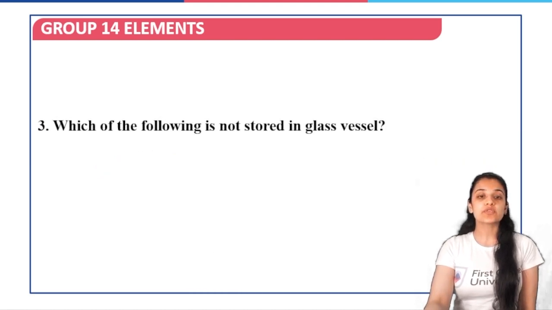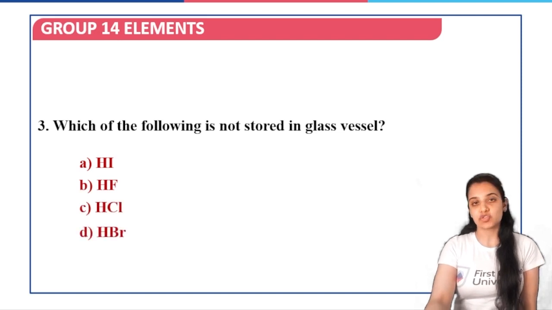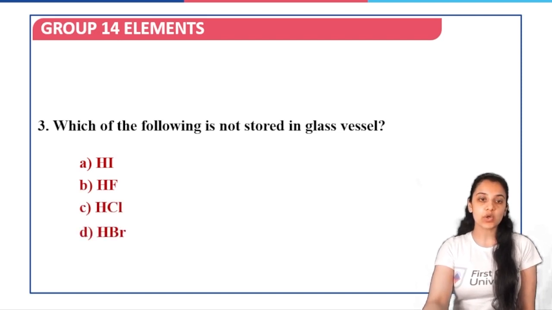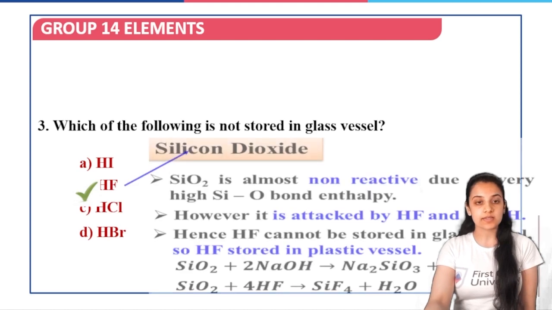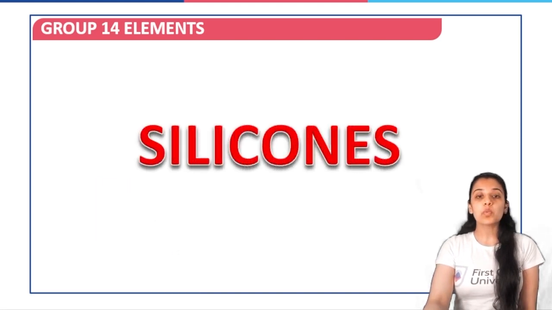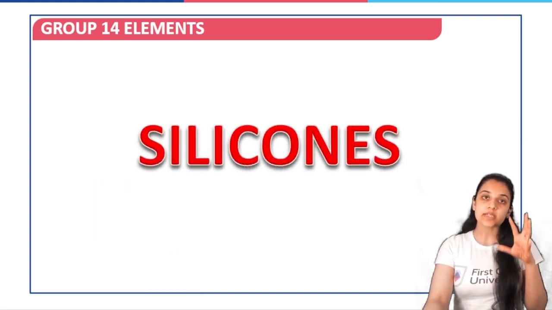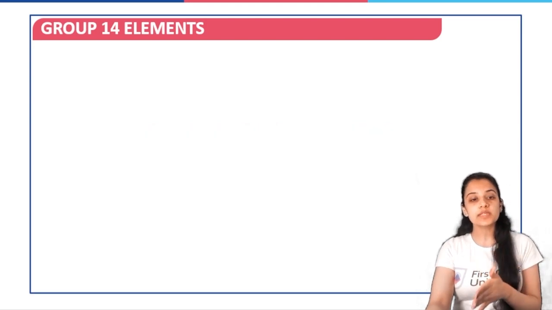Next question is, which of the following is not stored in glass vessels because it reacts with glass? It is HF, hydrofluoric acid. Option B is the correct answer. So this was all about silica or silicon dioxide. Next we move on to silicones.